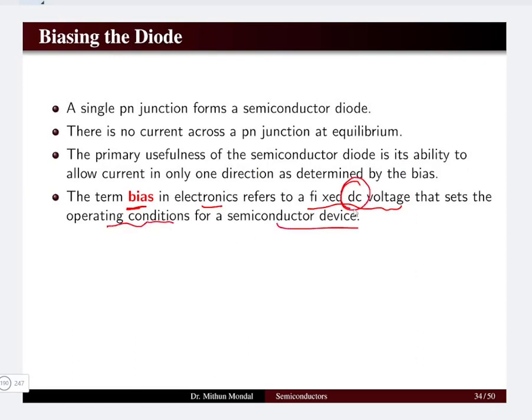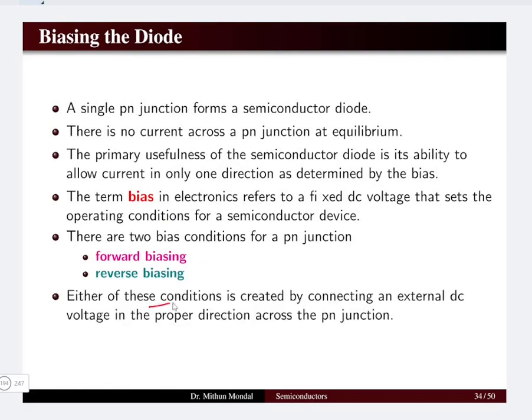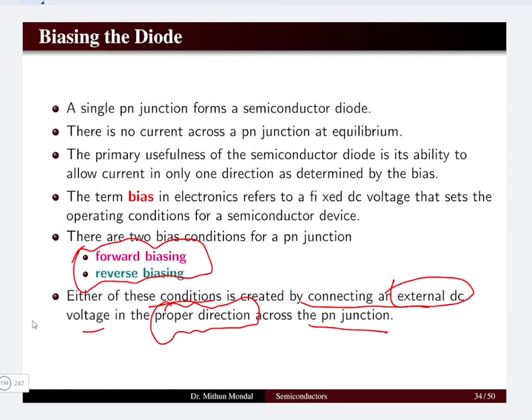So we are applying an external DC voltage, and that is known as the bias. This is not only used for semiconductors but in other electronic applications also. When we apply a DC voltage, it is known as the biasing condition. There are two biasing conditions for a PN junction. One is known as forward biasing, and the other is known as reverse biasing. Either of these conditions is created by connecting an external DC voltage in the proper direction across the PN junction.